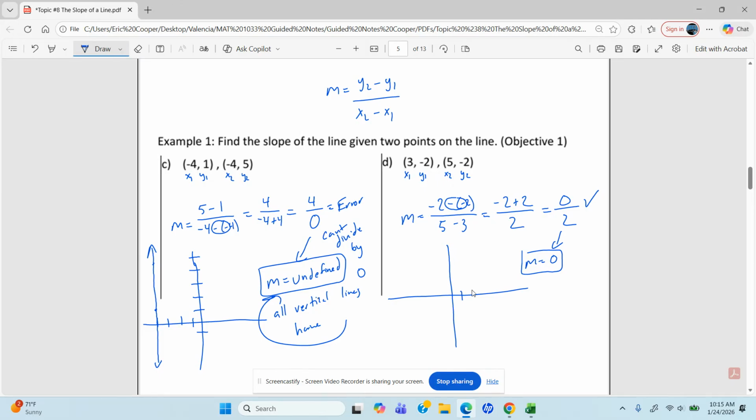You could probably already guess what's going to happen when I graph D. We're going to go 3 and negative 2. And then we're going to go 5 and negative 2. And when I graph it, I get a horizontal line. That means that all horizontal lines have a slope that equals 0. So if you have a line that's horizontal, the slope will always come out to be 0. Or another way to think about it, if your y's are the same, the slope will always be 0.